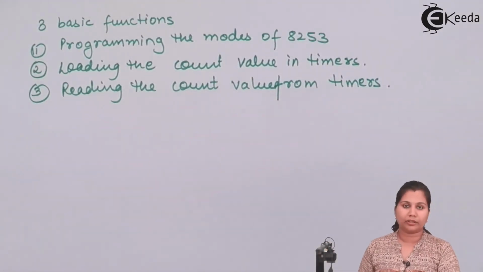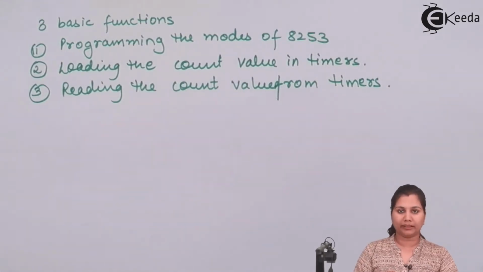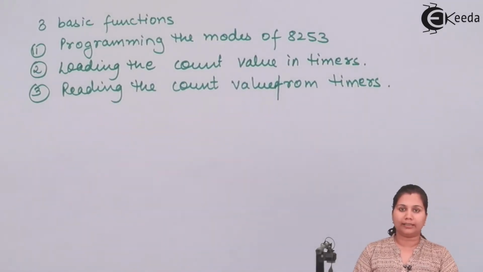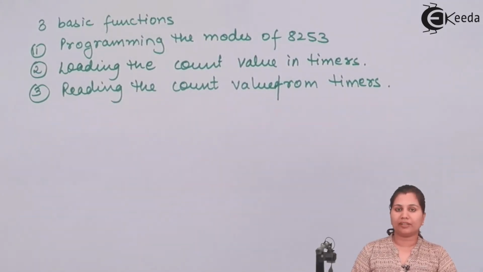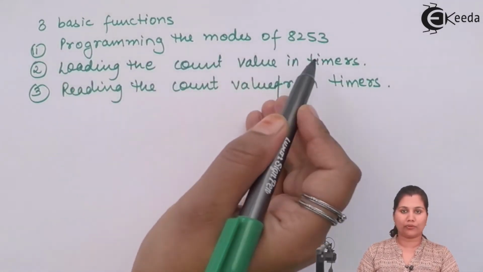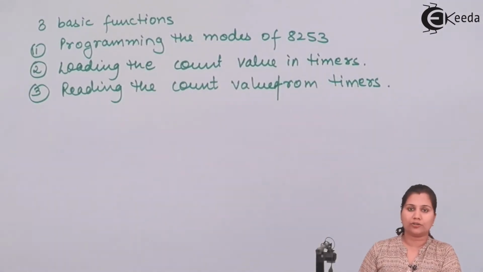Because we have loaded the count in the timers, the timers are going to decrement the count, and it will decrement until the count reaches 0 value. So anytime if we want to read the count value from the three timers, then we can read it through the data bus buffer. So we can say that the data bus buffer is used to read and write the count value into the timers or from the timers, and also it is used to program the modes of 8253 through the control word, which is written in the control register.